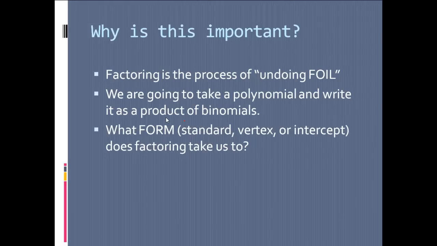So when we write it as a product of binomials, it might look like x plus 4 times x minus 3. What form does that get us to? Is it our standard form, our vertex form, or our intercept form? We have two sets of parentheses. That matches up with our intercept form. So factoring, this process of undoing the FOIL, takes us to intercept form.